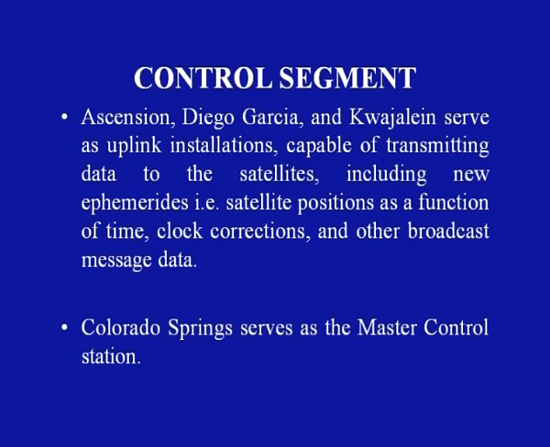By and large, it has been found that the Ascension, Diego Garcia and Kwajalein control stations serve as uplink installations capable of transmitting data to the satellites, including new ephemeris, that is satellite position as a function of time, clock corrections and other broadcast message data. Colorado Springs serves as the master control station.